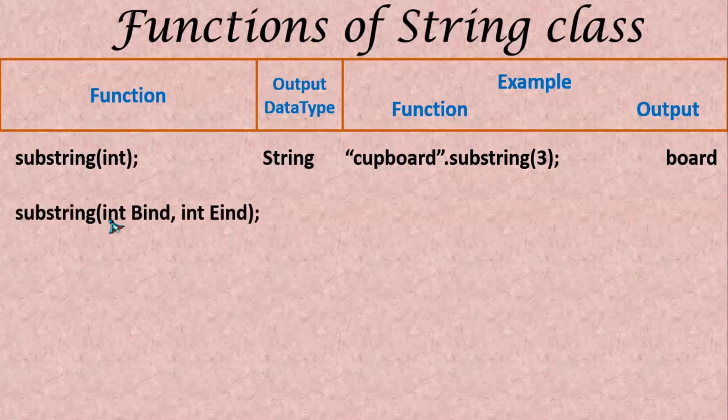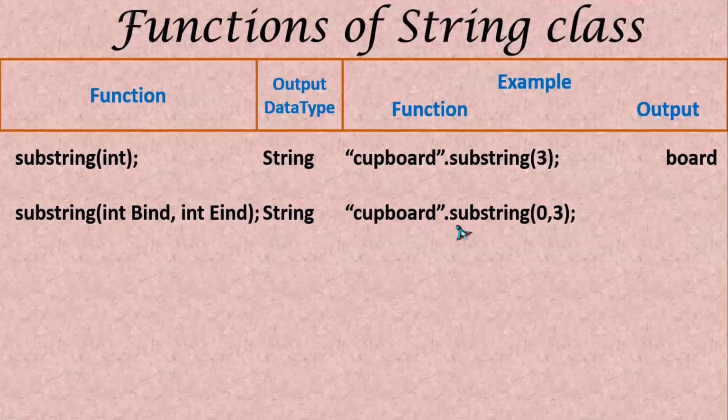Next we have two integer arguments, that is two index numbers. This is a starting index number and this is an ending index number. So again output type is going to be string type. For example, if we take cupboard dot substring of 0, 3. So the starting is 0. So the 3 is not included in the output. So it is going to take 0, 1 and 2. So it will have 0, C, U, P. P is 2. B, that is 3, is excluded here. So you will have output as CUP.